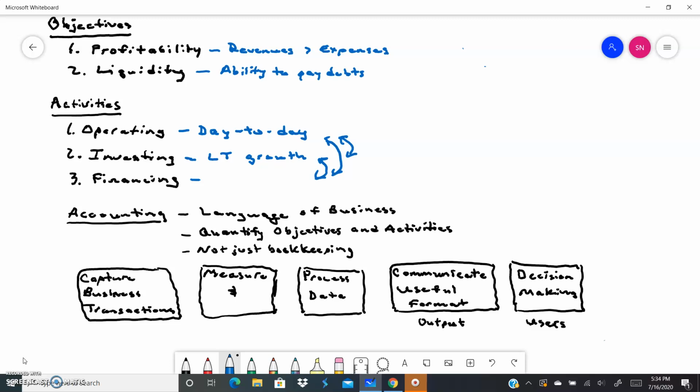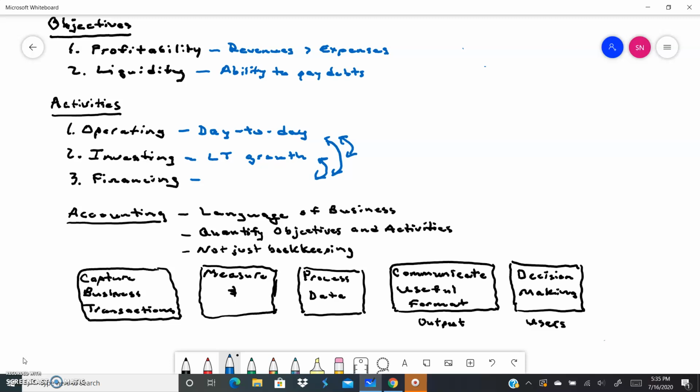And just as a quick review, we were talking about the business. The business's objectives are twofold. First of all, profitability, the ability to generate income, revenues exceeding expenses, and also the firm's liquidity position, the ability to pay debts when coming due, particularly short-term debts coming due within a year.